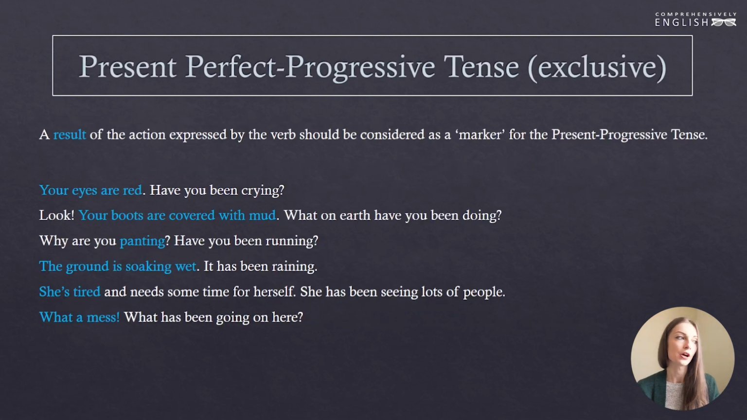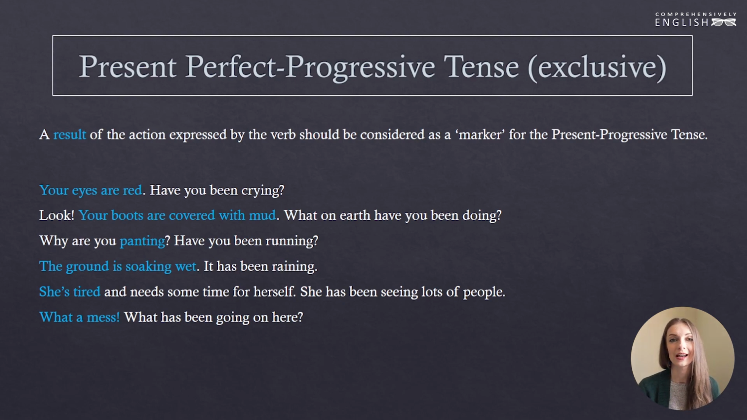A result of the action expressed by the verb should be considered as a marker of the present progressive tense. What does that mean? That sometimes you don't have any markers at all, but you know that you must use the present perfect progressive tense. How?